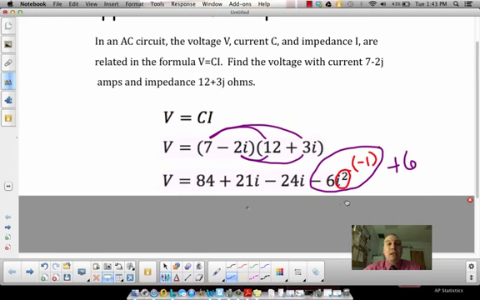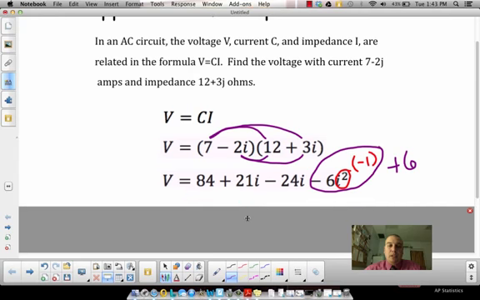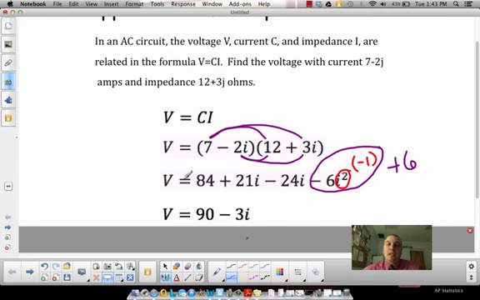Okay. Now I'm going to combine all my like terms. So let's scroll this down a little bit more. So now, as you see, I've got this part coming into here. So now I've got 90. And then we've got to deal with combining the parts with the i. So I have 90 minus 3i. Okay, and that's the voltage. All right, so voltage is equal to 90 minus 3i. There you go. There you have it.